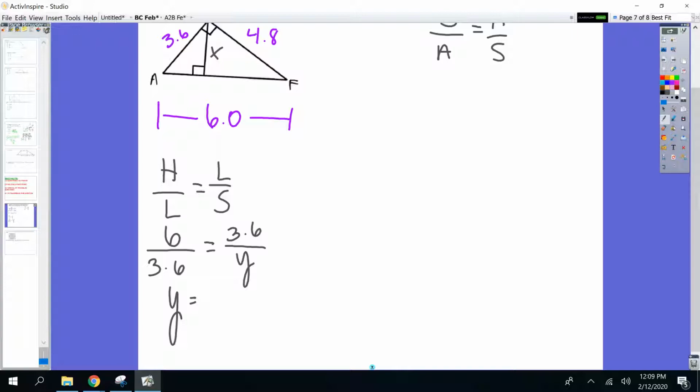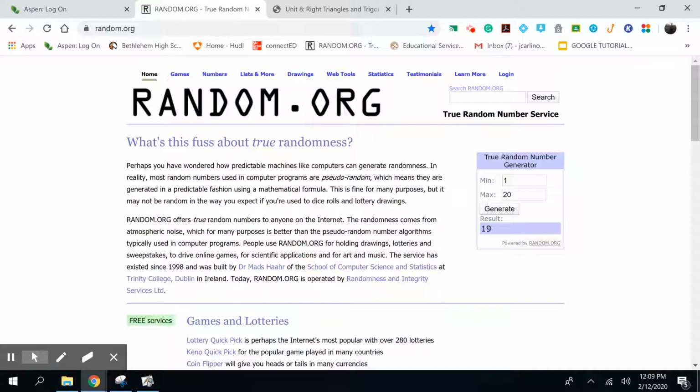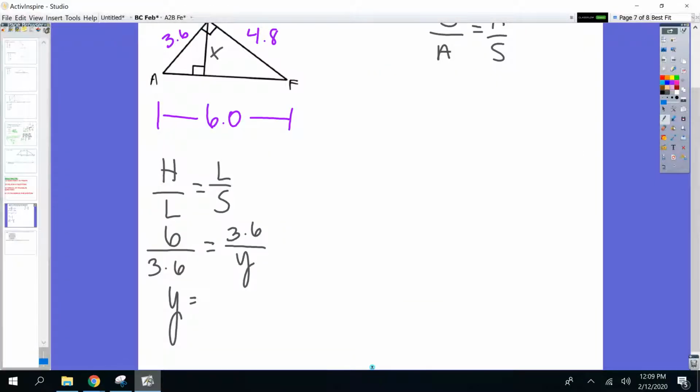How long is that segment adjacent to 3.6? 19? The one we're solving for now, adjacent to 3.6.